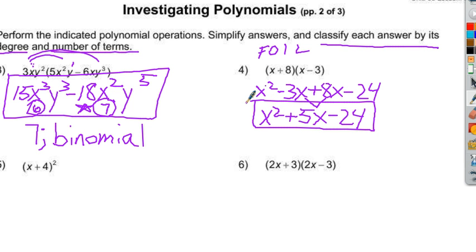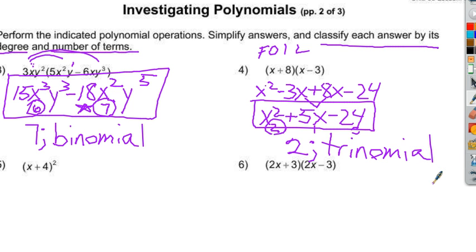So the degree of this is 2. This is 1, this is 0. So the highest degree is 2. So the degree is 2. And how many terms does that have? It has 1, 2, 3 terms. So that would be a trinomial.